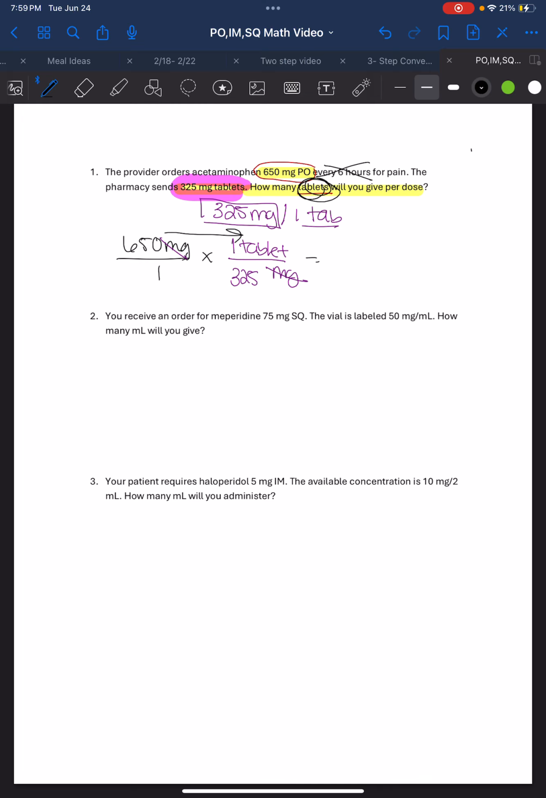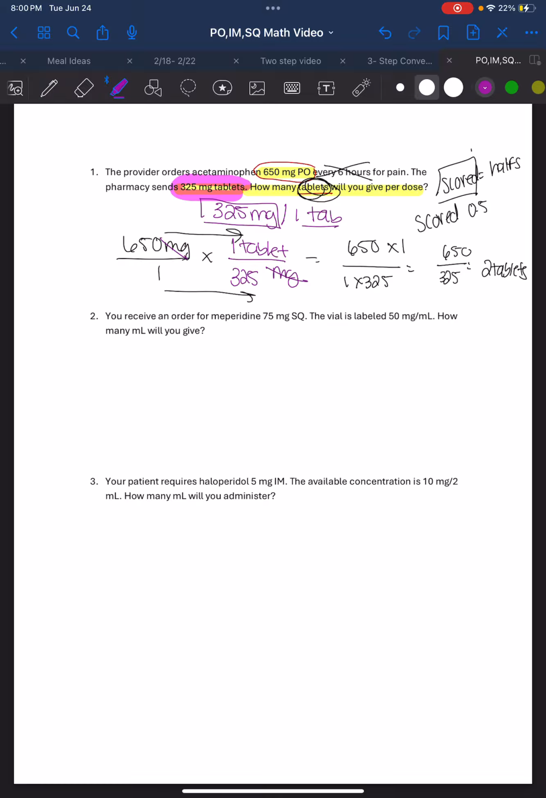We're still going to multiply across, which is 650 times 1 over 1 times 325, which turns into 650 over 325. And 650 divided by 325 is 2 tablets. Something to consider with tablets is that if they're scored, you can do halves. In some situations, it'll say the tablet is scored, and you can give 0.5 tabs.